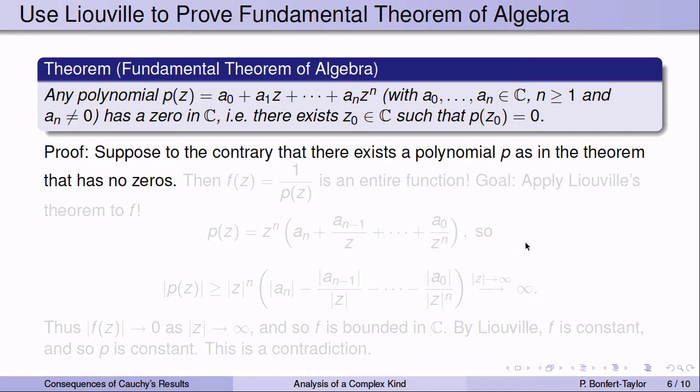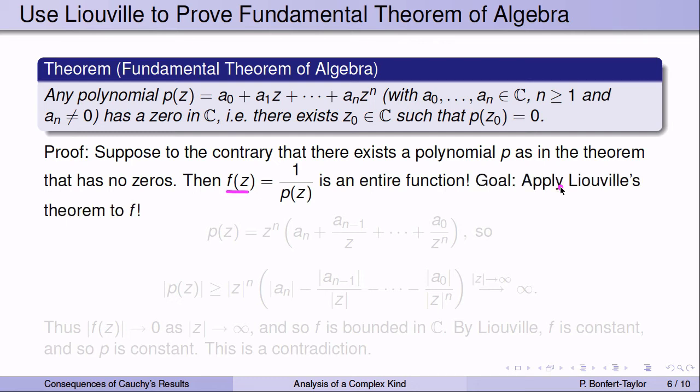Let's look at the proof. This is a proof by contradiction. So suppose to the contrary that you can find one polynomial p as in the theorem that has no zero. So no matter what you plug in there, you're not going to get 0. Then you can look at 1 over p of z. And since p was an entire function and is never equal to 0, we're never dividing by 0. Therefore, this new function f, which is 1 over p, is also an entire function.